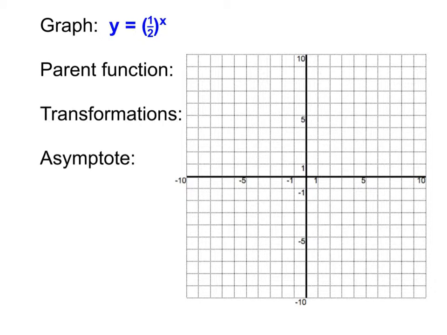Now, first of all, the 1/2. Does that mean we've done any transformations here? No. That is still our parent function, because anytime we just have a number to the power of x, that's our parent. Now, that means no transformations, and that means that our asymptote is here at 0 still. So I'm not moving the asymptote at all.